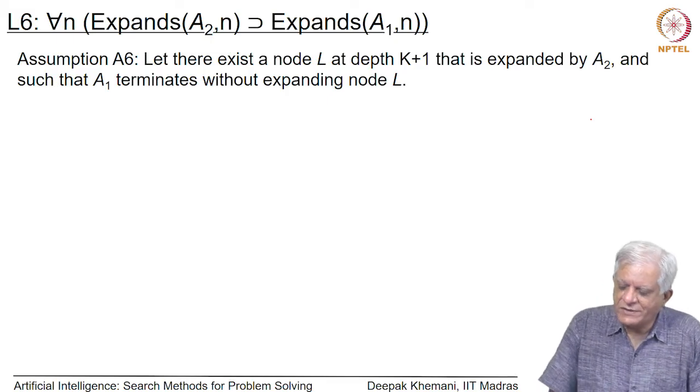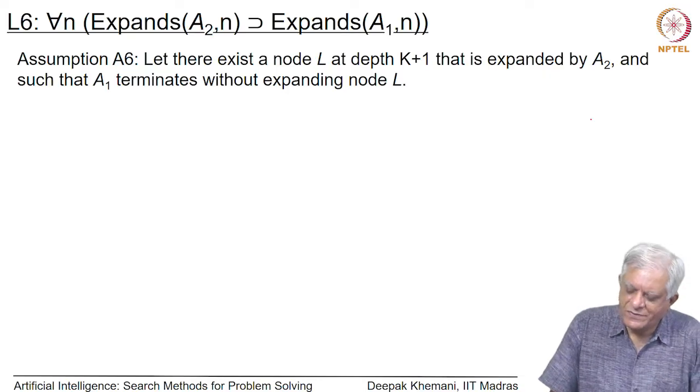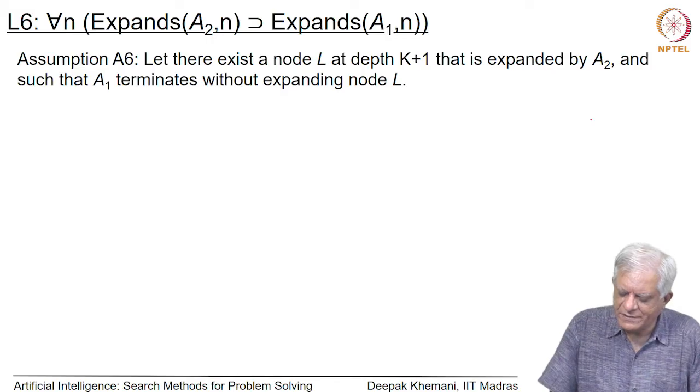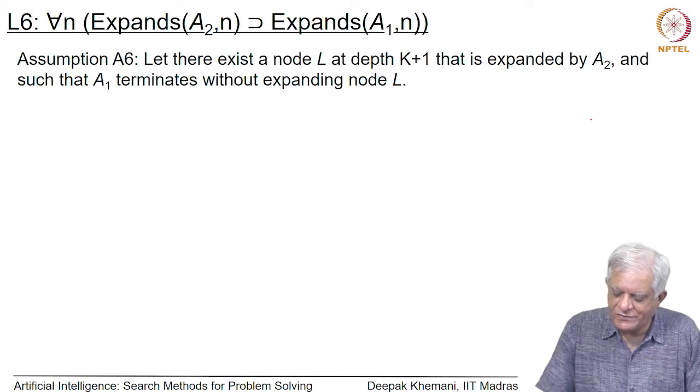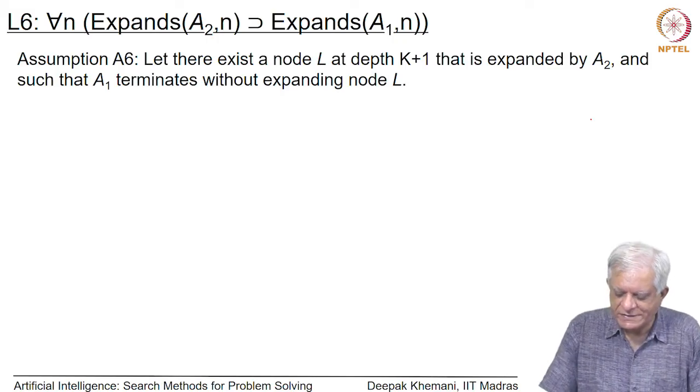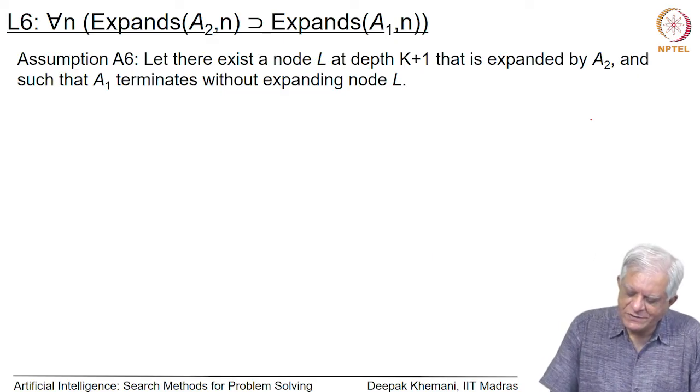Why? Because the property is true for depth up to depth k. A2 generated this node L, which is at depth k plus 1, and therefore A1 also should have generated that node, because the parent of this node L would have been inspected by both, by the induction hypothesis. A2 has generated node L, so that means A1 also must have generated node L.